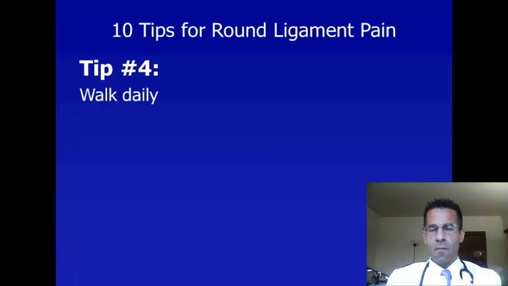Tip number 4 is to walk daily. I recommend walking for at least 30 minutes every day of the week when you're pregnant and even when you're not pregnant. In particular, when you're pregnant, there's a lot of stress that occurs to your round ligaments and to your abdomen as a result of the pregnancy, and remaining in overall good health and physically fit is a really important way to prevent round ligament pain.